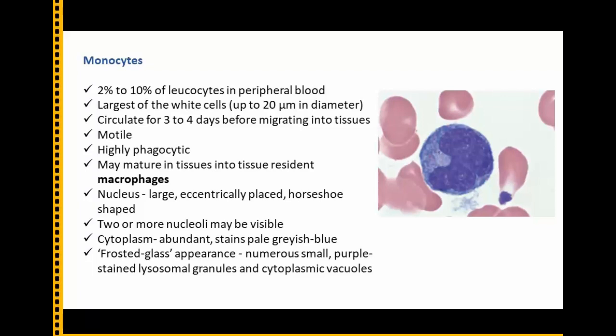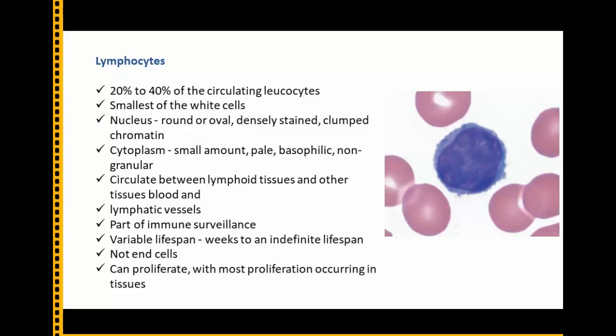Then the lymphocytes. Lymphocytes have a very large round nucleus. Monocytes have a horseshoe shaped nucleus; lymphocytes have a round nucleus. They comprise 20 to 40% of leukocytes. They are the smallest, and their cytoplasm is also a very small amount.